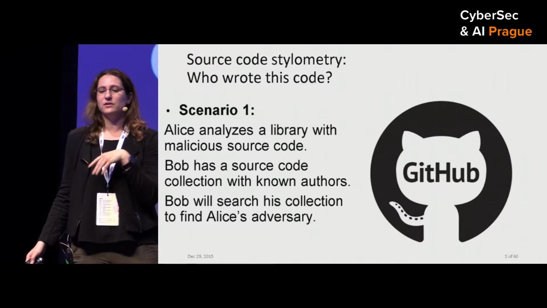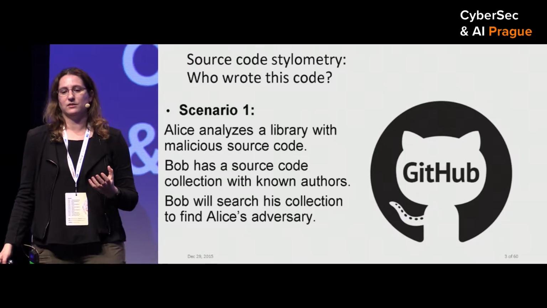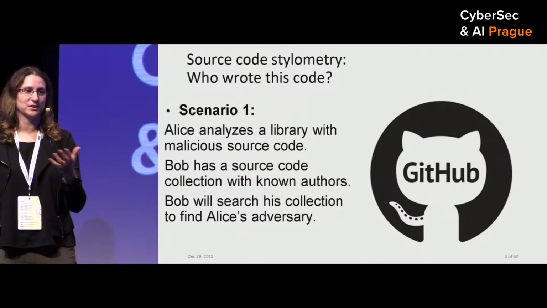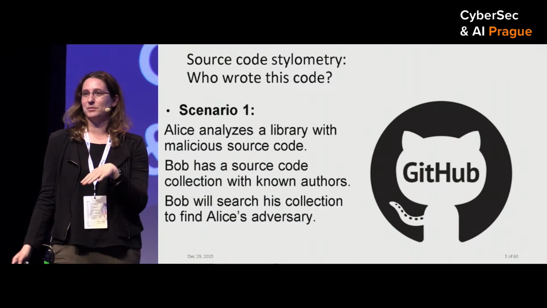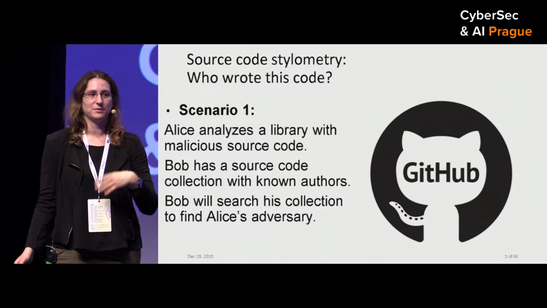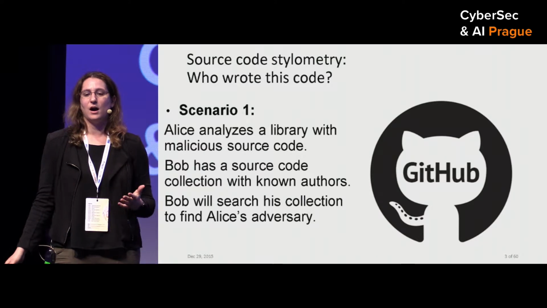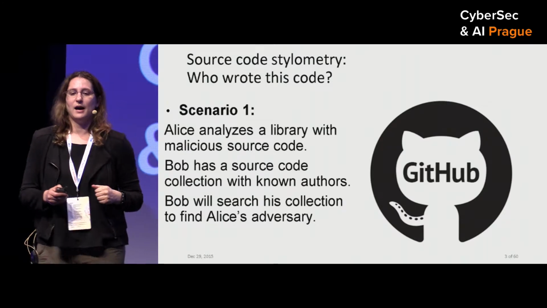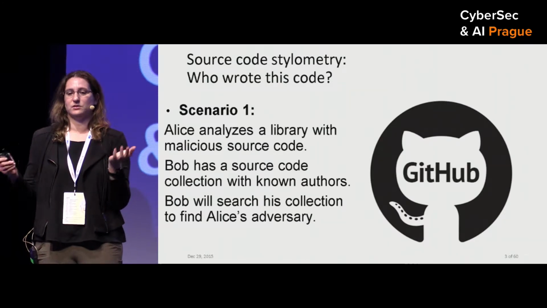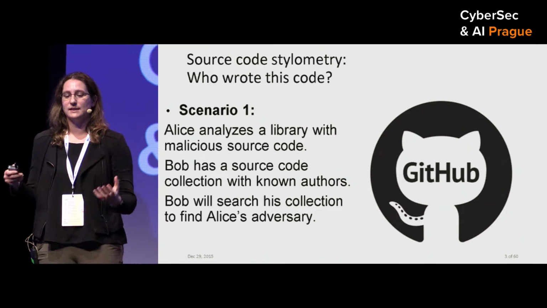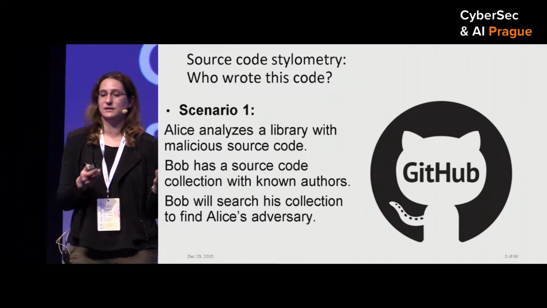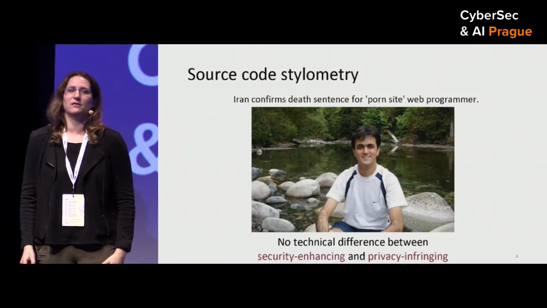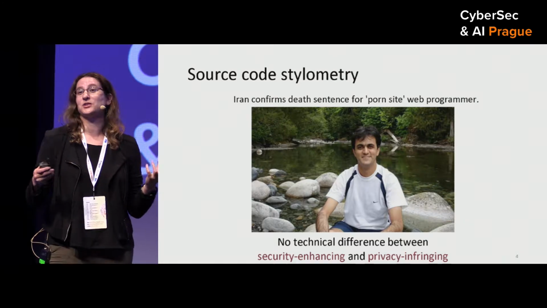So the scenario that we've been interested in is this idea of you have some sort of library of malicious source code, and sometimes you actually do have the source code. Some of you have probably seen the source code to various malware that is written, for example, in Python, or in cases where the code is actually leaked. But we'll get to binaries too. And then Bob has this source code with known authors, and he's going to try and see if the adversary is in this collection.